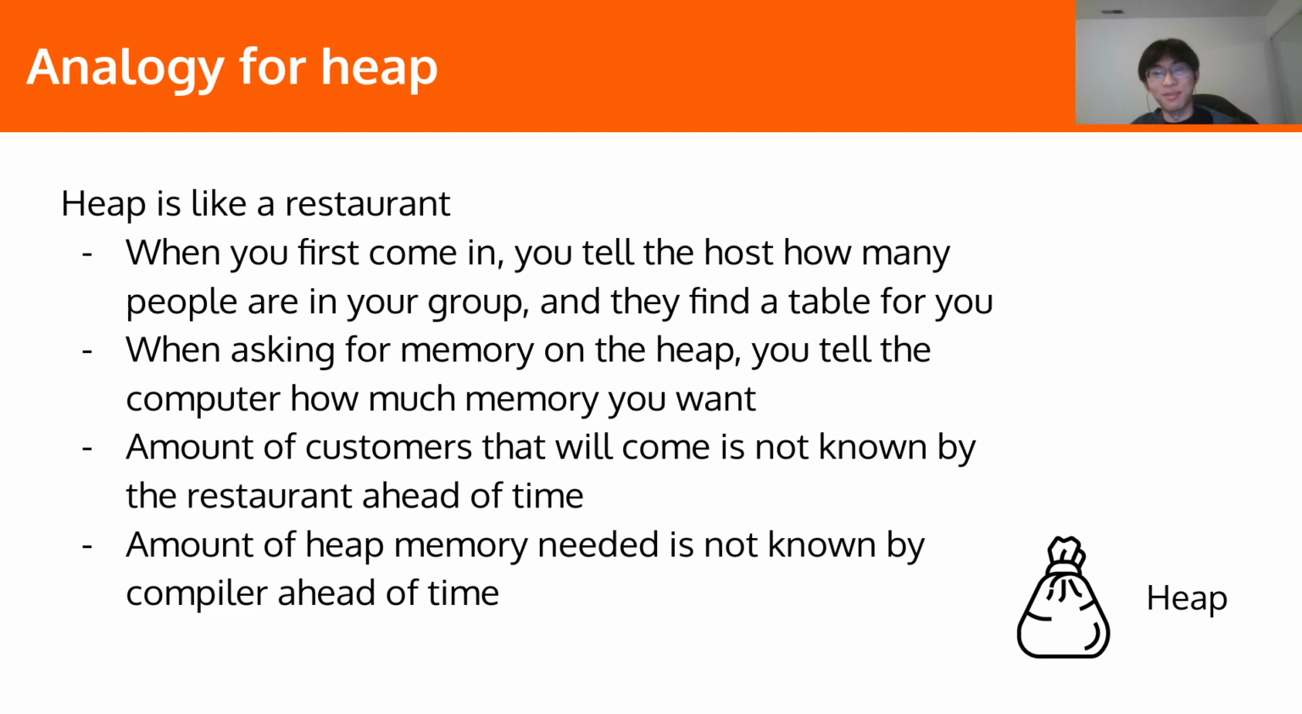It's kind of arbitrary what groups are coming into the restaurant, and the restaurant just has to accommodate them. Similarly, the amount of heap memory you need for the program isn't known by the compiler ahead of time. For example, back to the user input example, we don't know how long the name that the user enters is going to be, so the computer has to be flexible with how much memory it allocates on the heap.